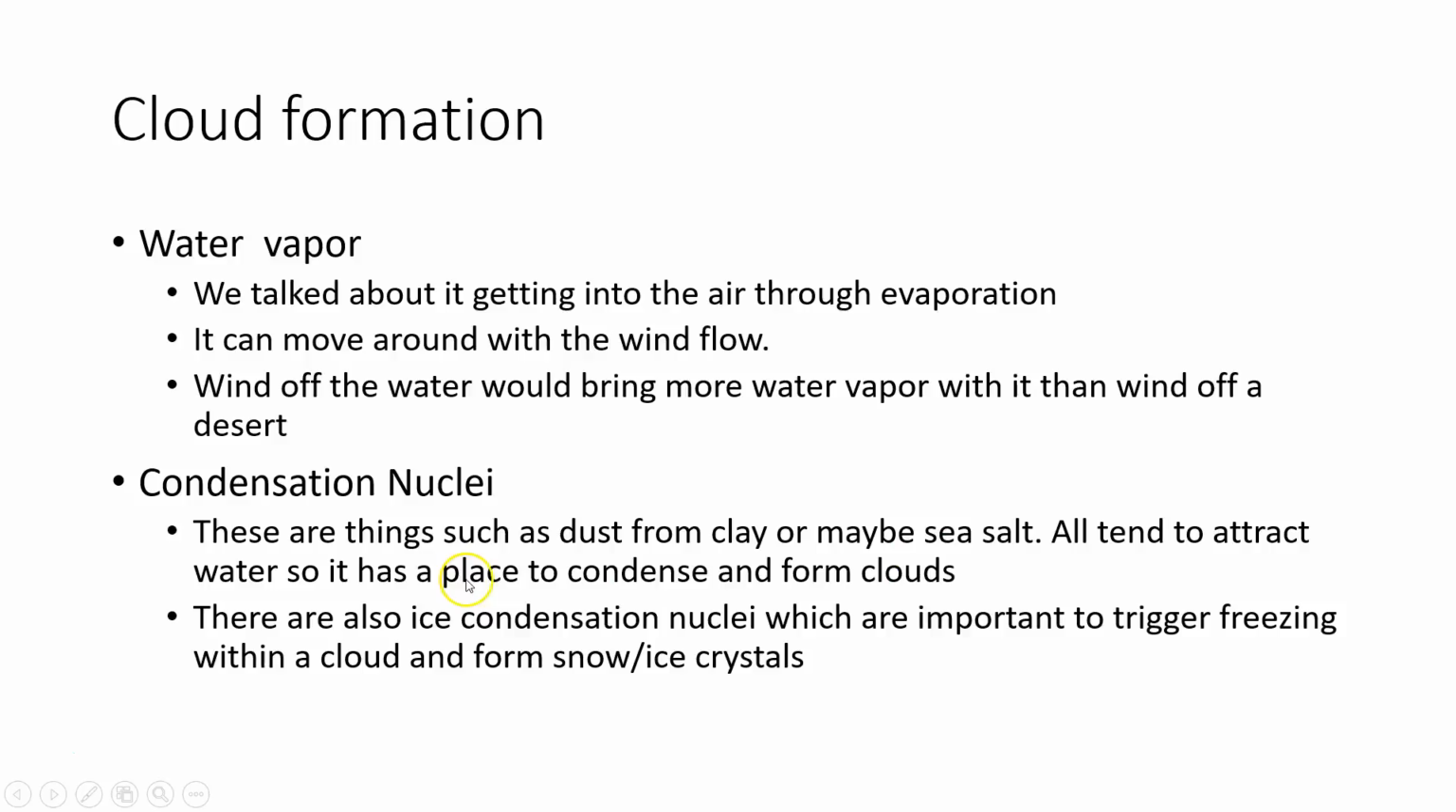And then there are also the ice condensation nuclei, which trigger the freezing within a cloud that forms the snow and the ice crystals. Almost all precipitation begins as some form of snow or ice, and then begins to melt as it comes down and changes into rain. So yes, you can see the cloud forming, and that is basically condensation that's taken place that causes your water droplets there, but the precipitation itself was probably going to begin as some form of snow or ice crystal.